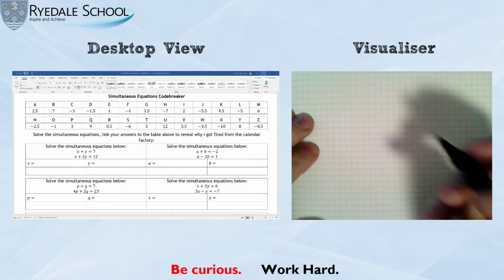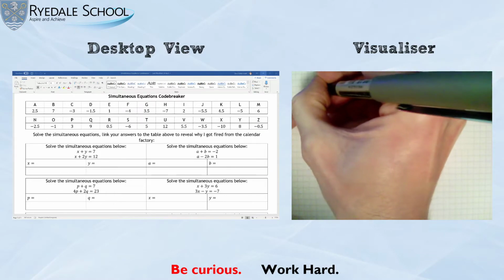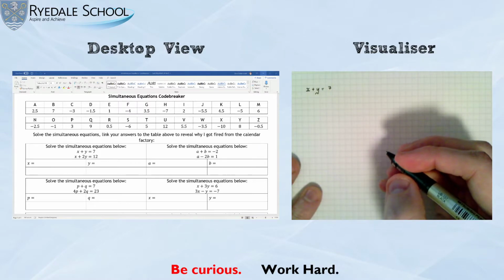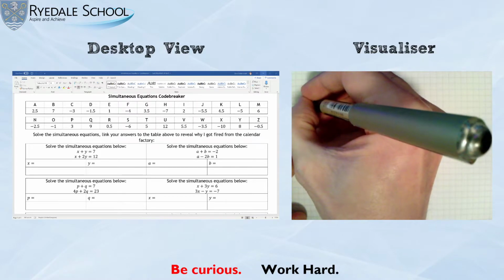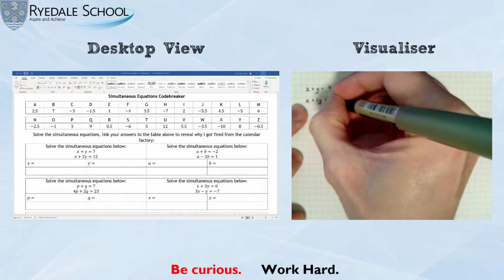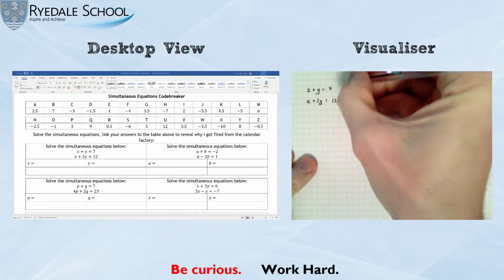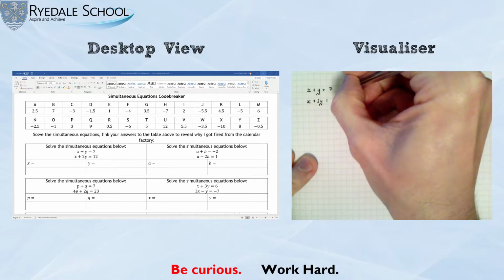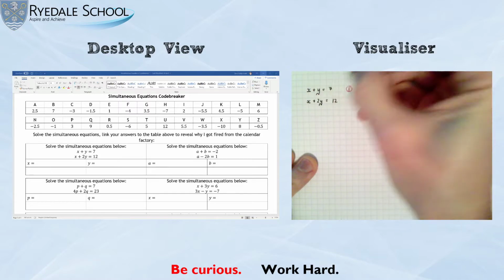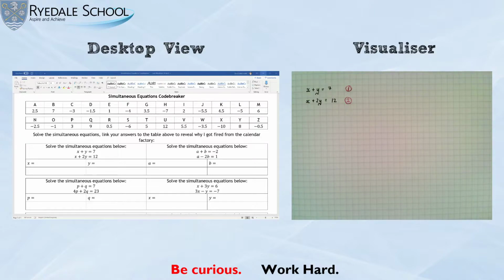I'm going to jump straight into the first question where x plus y equals 7. And my other equation is x plus 2y equals 12. Now, for those of you that have been looking at my work, you'll find that I always number my equations 1 and 2. And the reason why I always number my equations 1 and 2 is then I can clearly communicate each step that I am doing. So when I'm doing an addition, when I'm doing a subtraction, you know exactly which equations it is that I'm adding or subtracting.